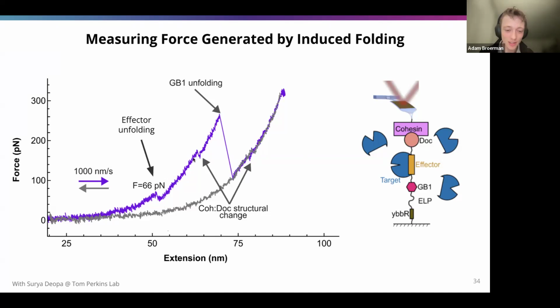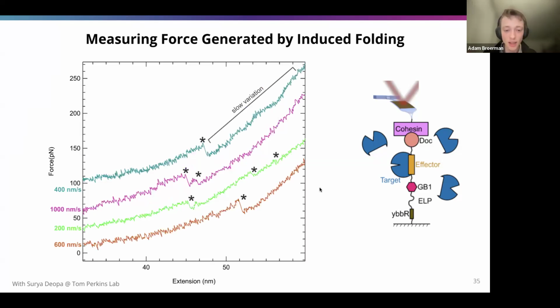And the next step is, instead of fully unfolding the whole thing, we'll only go up to maybe here, and then slowly go back down. And what we should see is that we would hope to see a jump around here again, corresponding to refolding of the effector, and then we can directly measure how much force that generates.